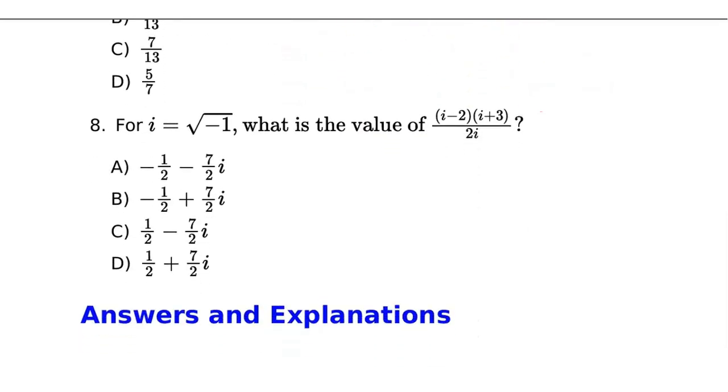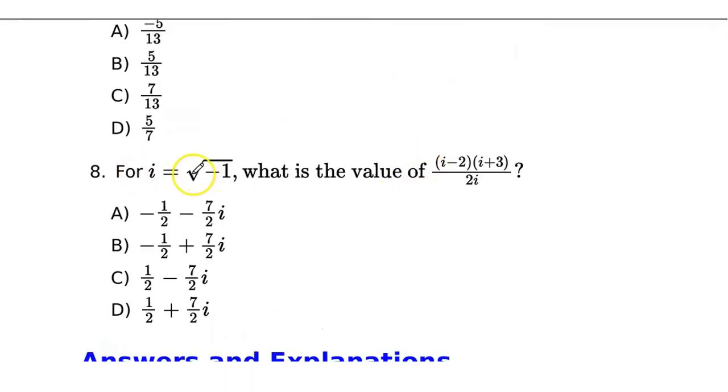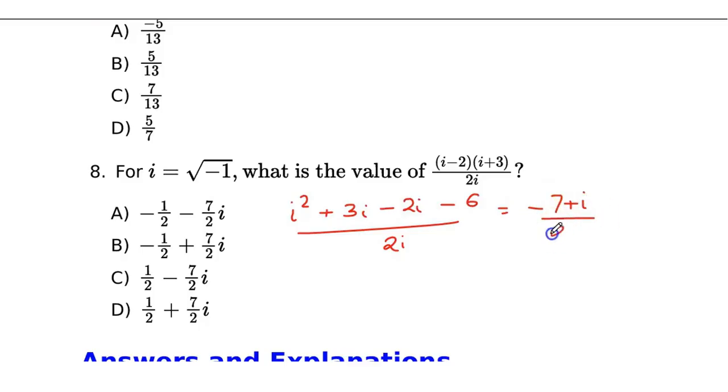The next question. For i equals to under root negative 1, what is the value of i minus 2 into i plus 3 upon 2i? First we'll multiply it. So i into i is i square plus 3i minus 2i minus 6 upon 2i. So i square is minus 1 and minus 6. So that is equal to minus 7 plus i upon 2i.